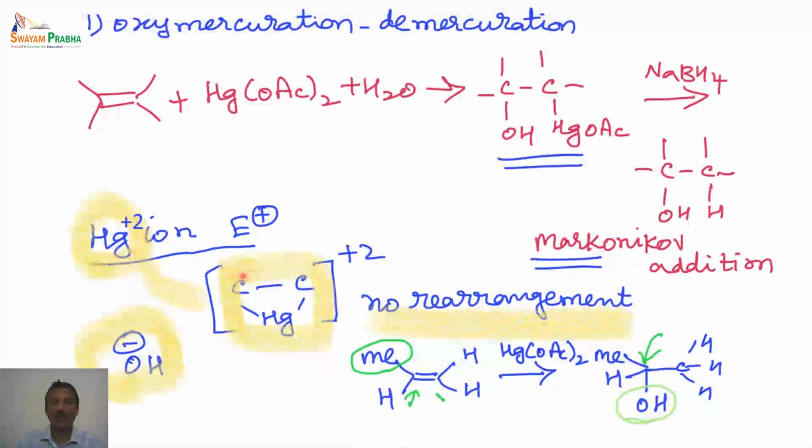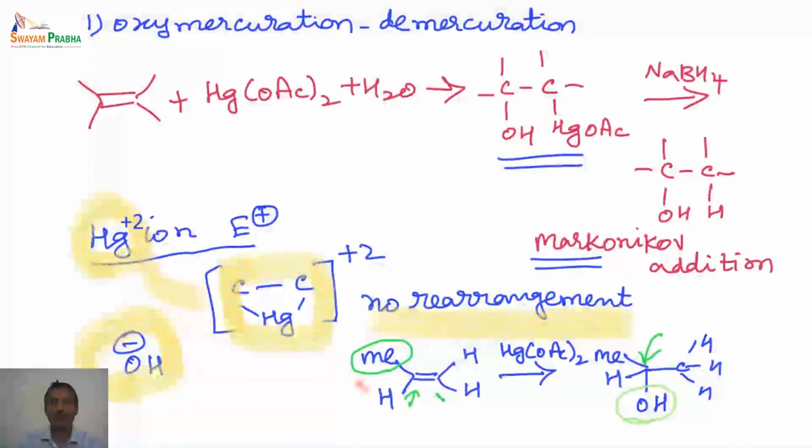And in this case we have a cyclic intermediate that is formed. Before the hydroxyl is introduced, this carbon and mercury are in the +2 oxidation state, with the electrophile being the Hg2+ ion. Due to this, no rearrangement is possible in this particular reaction. We do not have a separate carbocation formed in this reaction. So this intermediate was attacked by the hydroxide anion. So this opens up to produce this particular derivative.